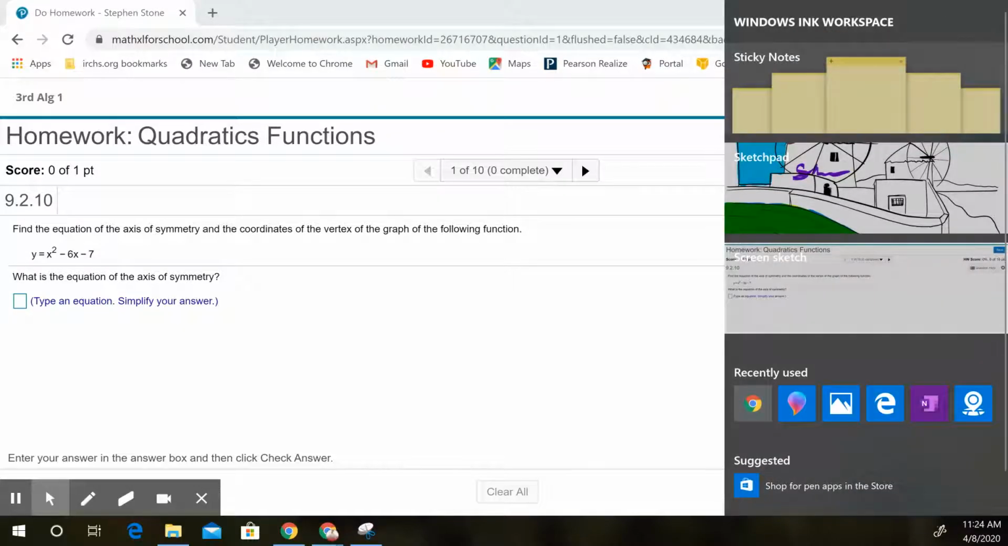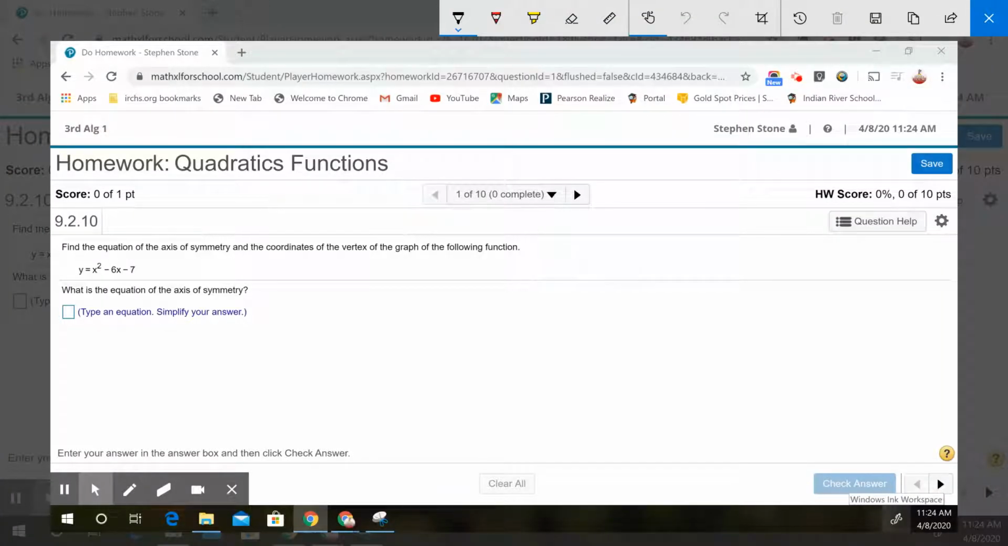Here's an example of one of your homework questions tonight. Find the equation of the axis of symmetry and the coordinates of the vertex of the graph of the following function. All right, so finding the axis of symmetry is always going to be the first step that you do, and you always use the equation x equals negative b over 2a.